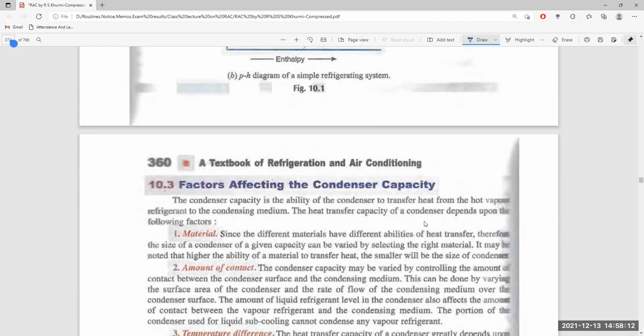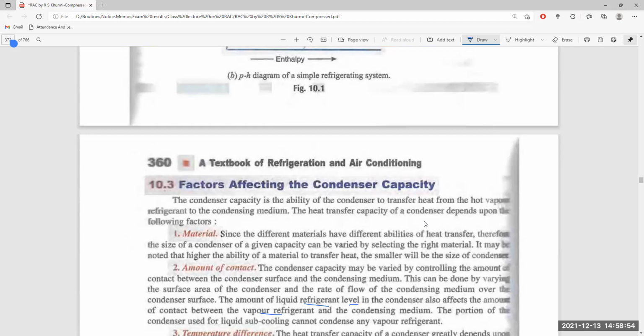The amount of liquid refrigerant level in the condenser also affects the amount of contact between the vapor refrigerant and the condensing medium. That means the refrigerant from gaseous state is converted to liquid state in this condenser. The level also affects the amount of contact between the refrigerant and the surrounding medium. Surface area of the condenser and rate of flow of the condensing medium over the condenser surface are all important matters to discuss.